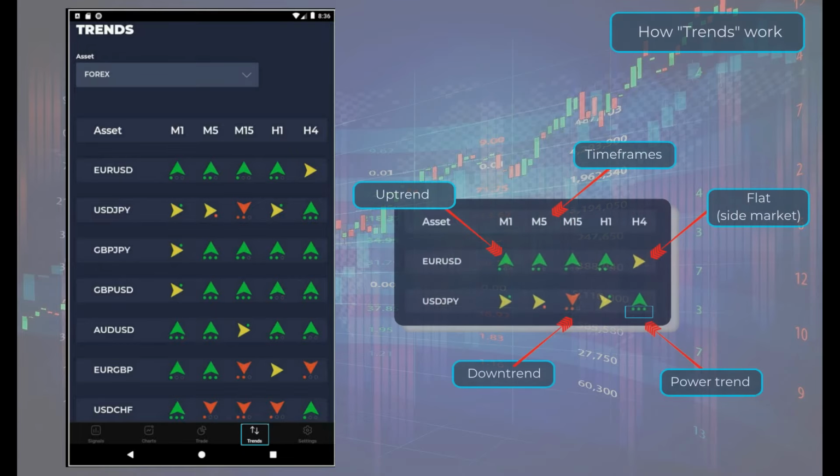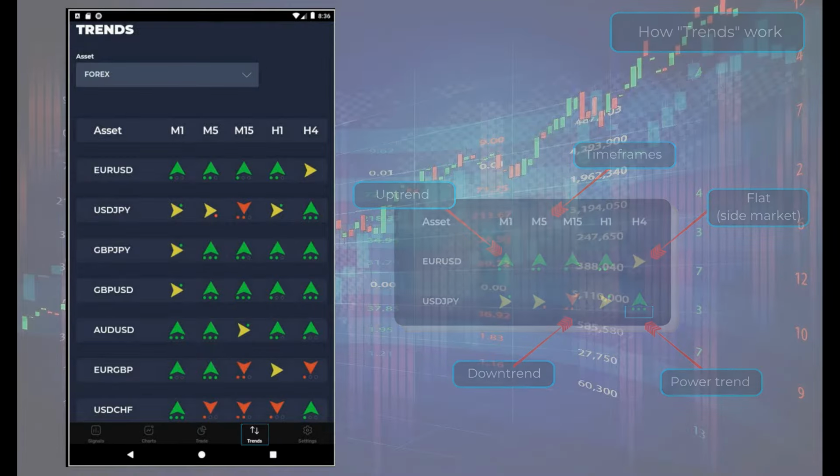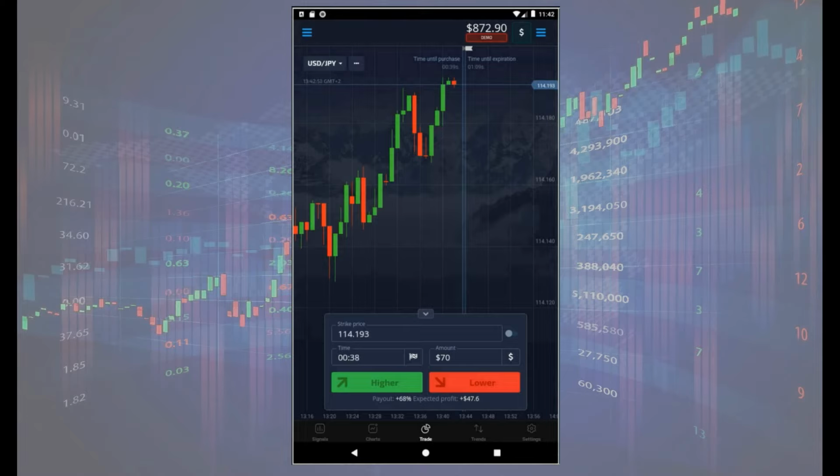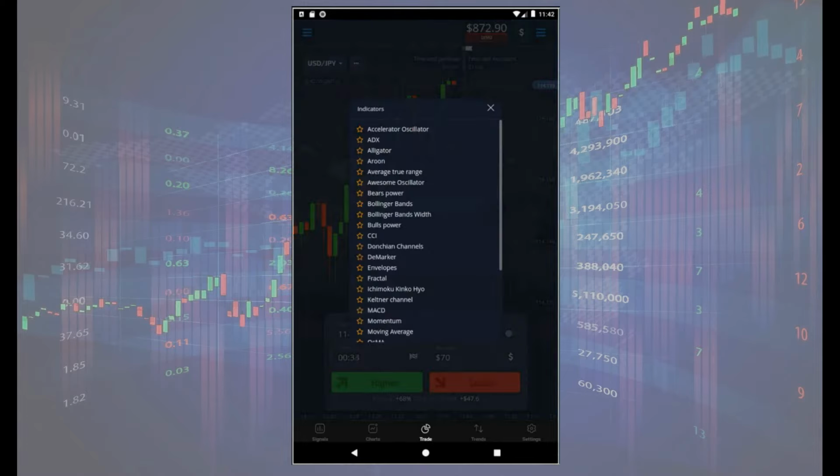As an additional confirmation of the signal, we will use the trends indicator from vfxAlert. Using it, we determine the direction of the trend on the working time frame, its strength. If there is confirmation, look at the technical indicators of the strategy. The strategy uses two technical indicators.